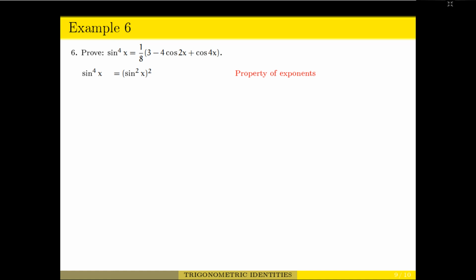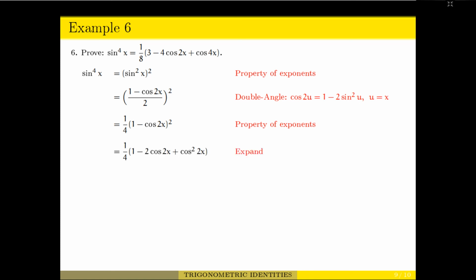Now, applying the double angle identity for sine squared x, we can rewrite it as 1 minus cosine 2x over 2 squared. Applying again the property of exponent, it can be written as 1/4 times 1 minus cosine 2x squared. We will try to expand the 1 minus cosine 2x squared. That will give us 1/4 times quantity 1 minus 2 cosine 2x plus cosine squared 2x.